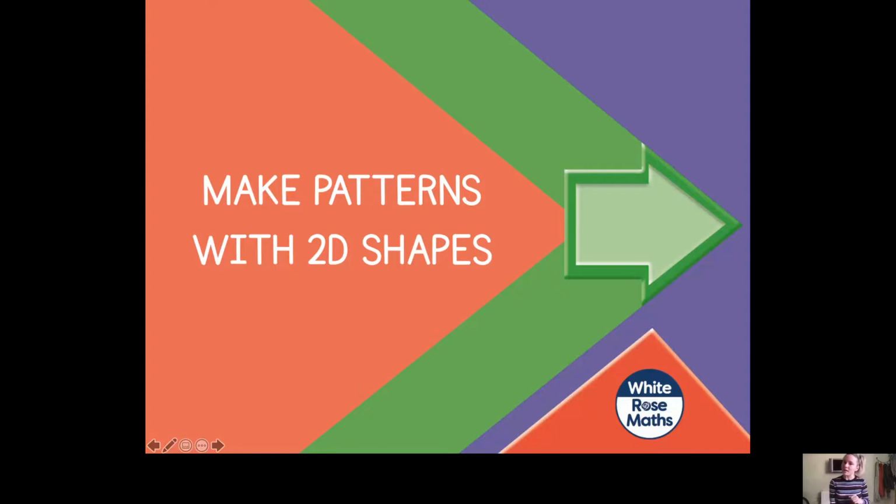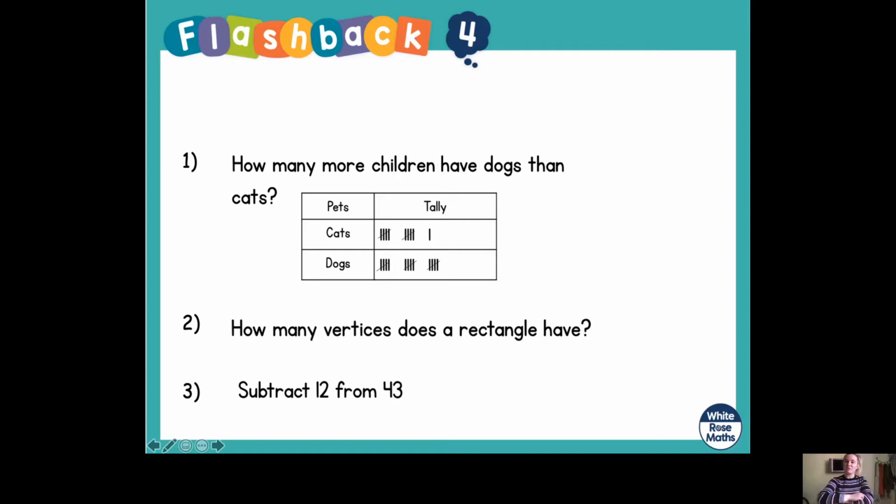But before we start making patterns with our 2D shapes, let's warm up our brains with our flashback. So here is your flashback for today. You have 3 questions. In the first question, you have a tally chart which shows how many children have cats and how many children have dogs. And you need to work out how many more children have dogs than cats. So do you need to do an addition or a subtraction to work out how many more?